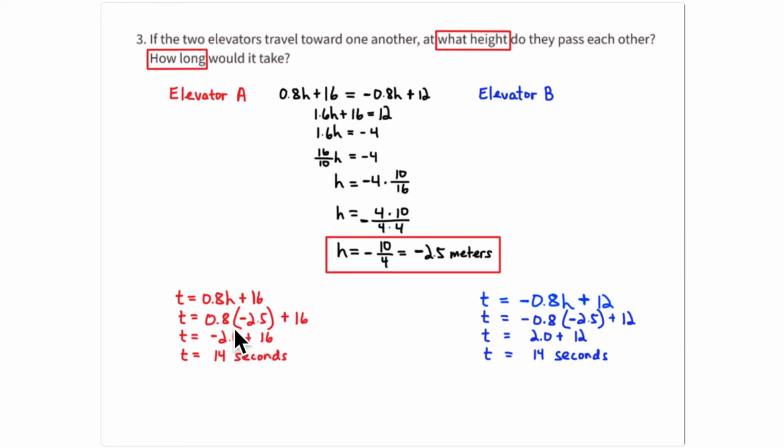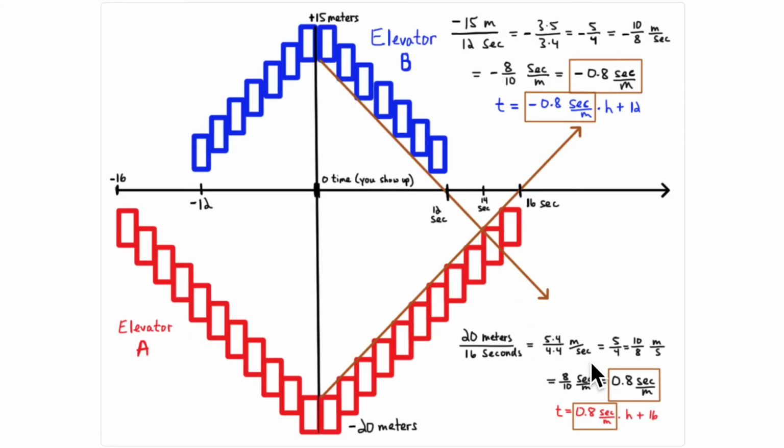So this is a negative 2 plus 16. So it's 2 seconds before it reaches ground level. So 2 seconds before it reaches ground level, that's 14 seconds. This is 2 seconds after elevator B reaches ground level. So it's continuing down 2 seconds after it reaches ground level. So that's 14 seconds. We'll go back to this drawing. Here's the 14 seconds right here.